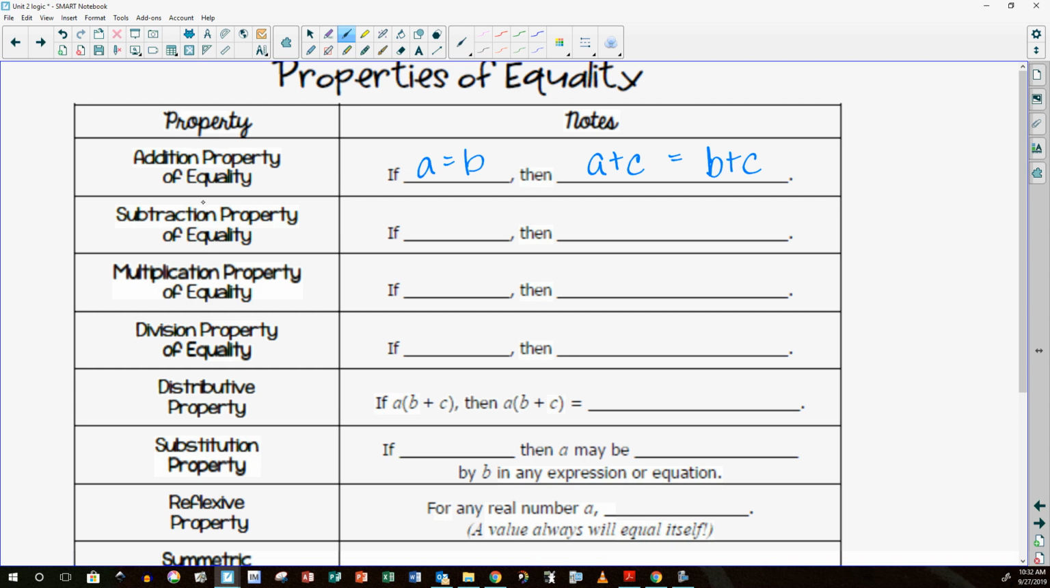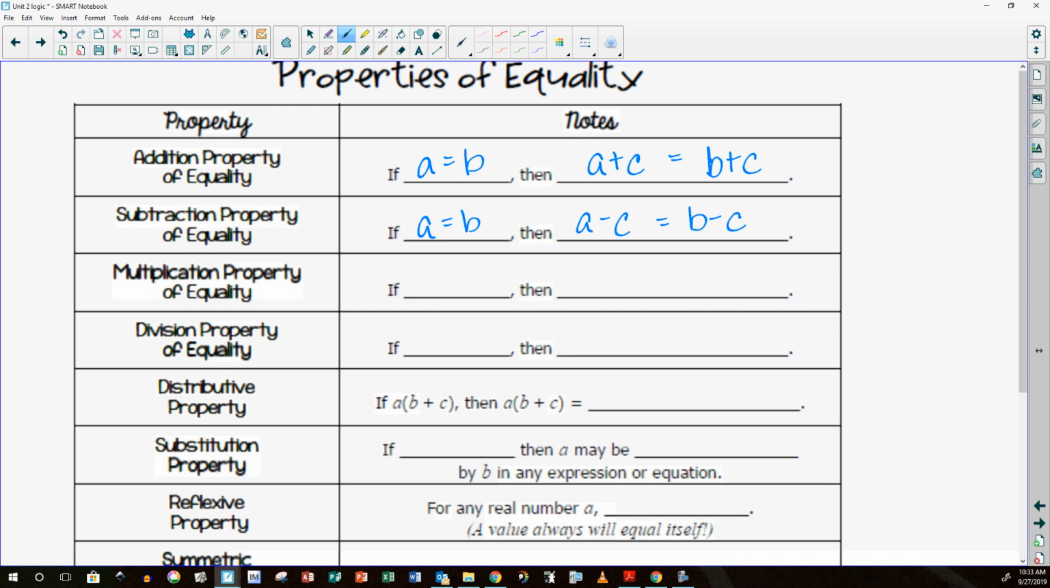Subtraction property works exactly the same way. If you subtract 3 from the left, you subtract 3 from the right, the equation still is equal, okay? So if A equals B, then A minus C equals B minus C.